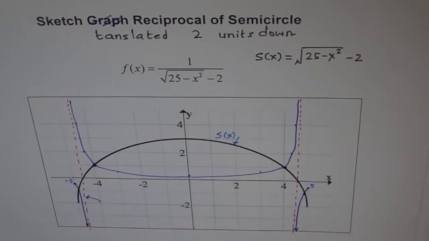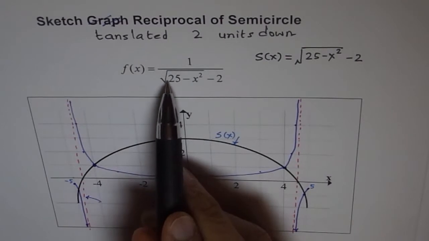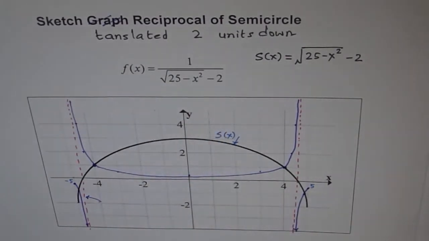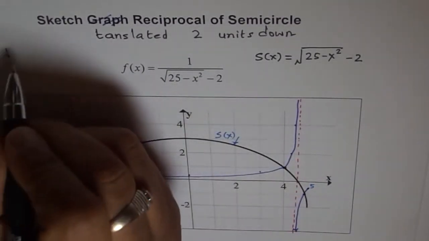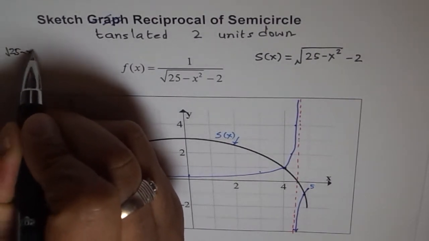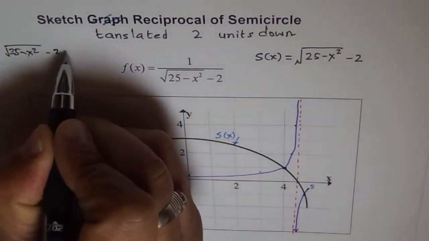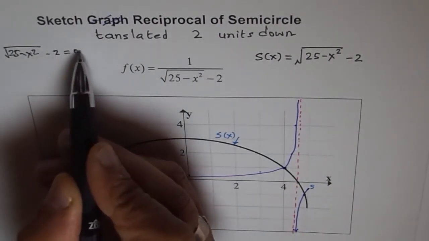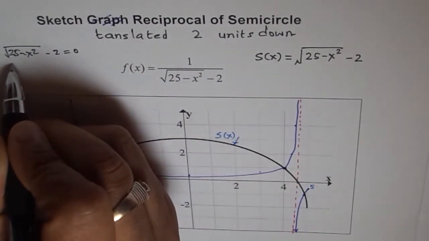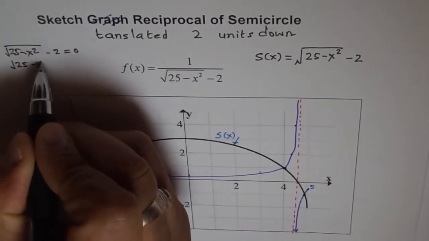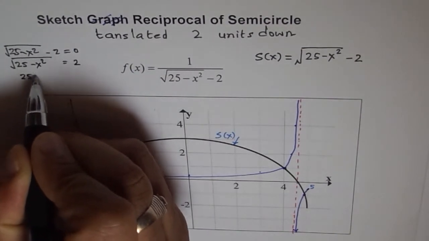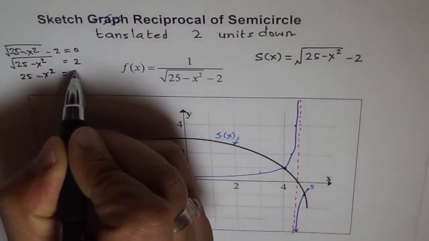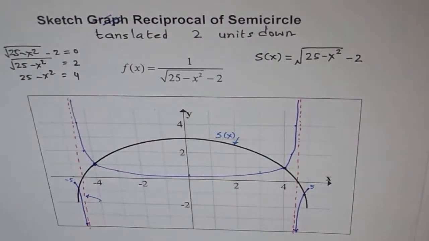One exercise which is left for us is to find what the vertical asymptotes are. To find that, we can equate the denominator to 0. That's the way to find vertical asymptotes. So let's do it. We'll equate the square root of 25 minus x squared, minus 2, equals 0, correct? So we'll take 2 to this side, equals 2, and now we'll square it. So we get 25 minus x squared equals the square of 2, which is 4, right?